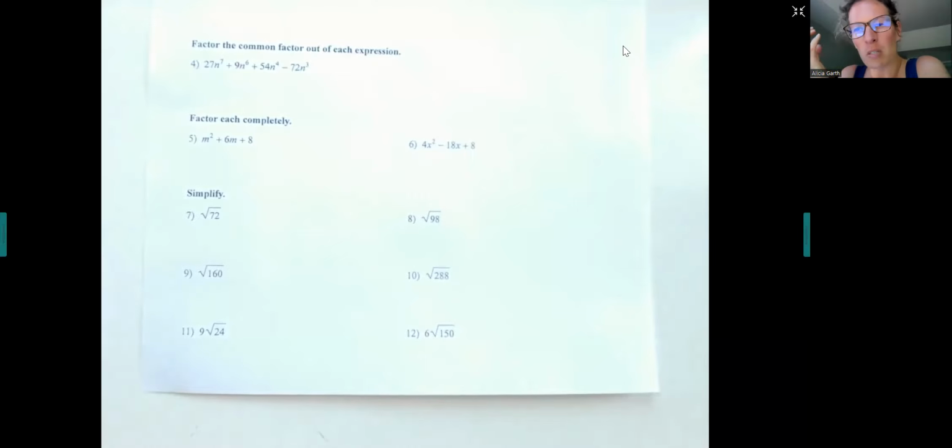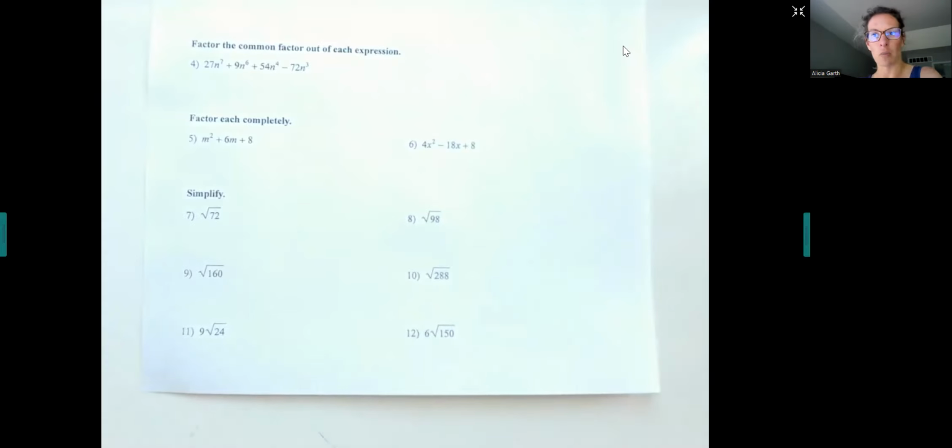So what we're going to do is look for perfect squares in these radicals, pull out the perfect square, and then leave everything else. For example, 25 is a perfect square. The square root of 25 is 5. The square root of 16 is 4. Remember, with square roots we're looking for the number multiplied by itself that makes up that number.